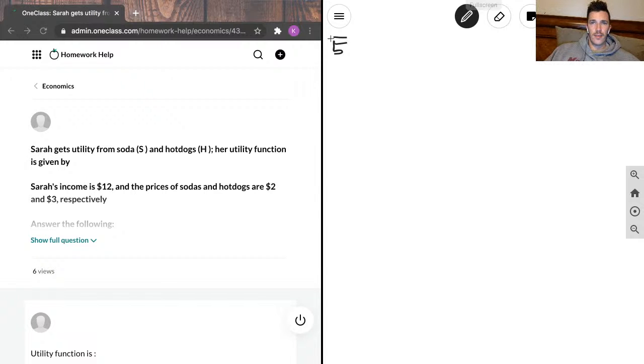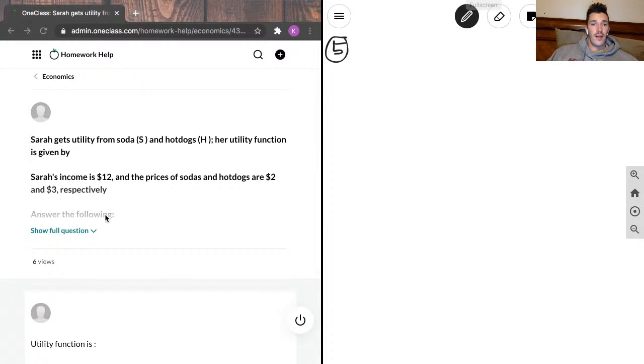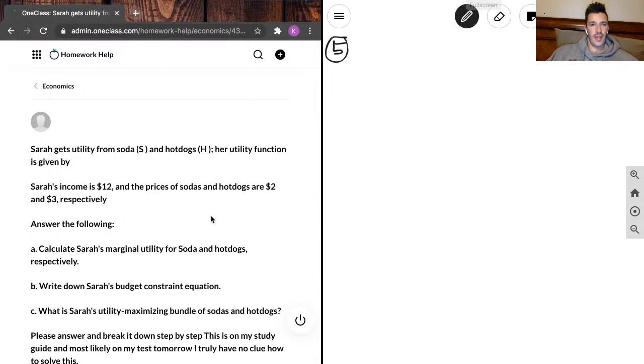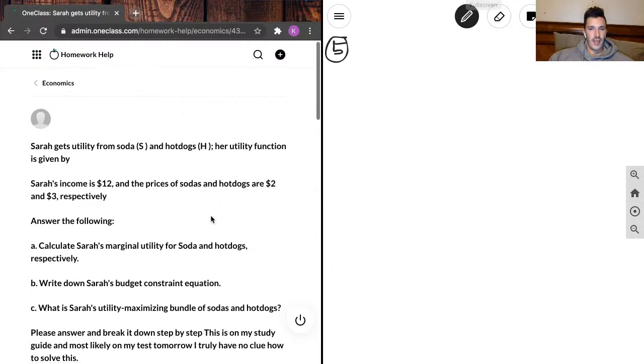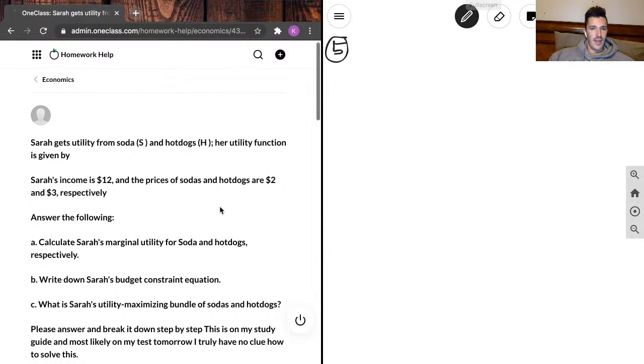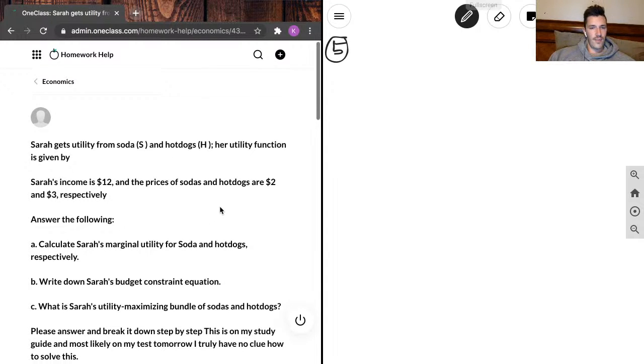Question 5. Sarah's utility from soda S and hot dogs H. Her utility function is given by nothing from the looks of it. Her income is $12, and the prices of sodas and hot dogs are $2 and $3 respectively. Do the following. A, calculate Sarah's marginal utility for soda and hot dogs respectively. B, write down Sarah's budget constraint equation. C, what is Sarah's utility maximizing bundle of sodas and hot dogs? Please answer and break it down step by step. It's on my study guide and most likely on my test tomorrow. I truly have no clue how to solve this.